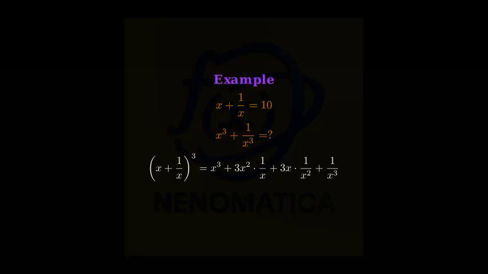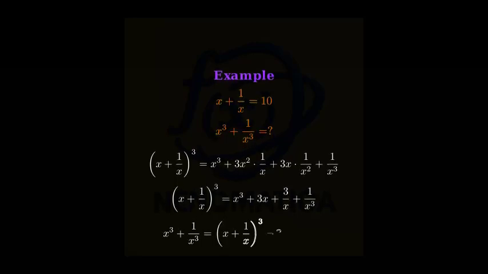we get x cubed plus 3x squared times 1 over x, plus 3x times 1 over x squared, plus 1 over x cubed. We can simplify this to x cubed plus 3x plus 3 over x plus 1 over x cubed. Now, let's rearrange this formula to isolate x cubed plus 1 over x cubed. We get x cubed plus 1 over x cubed equals the cube of x plus 1 over x minus 3 times x plus 1 over x.